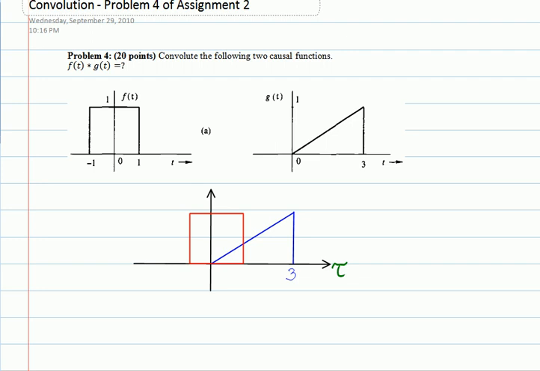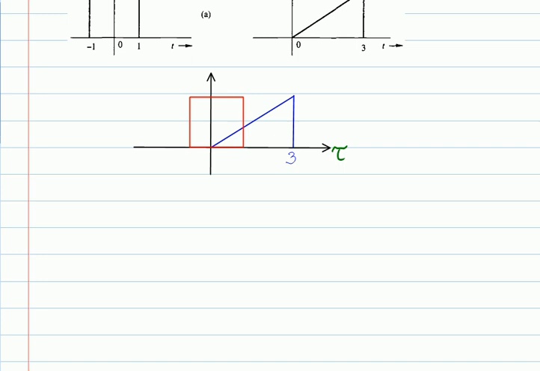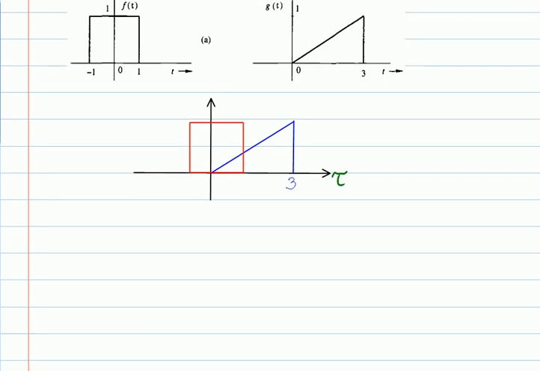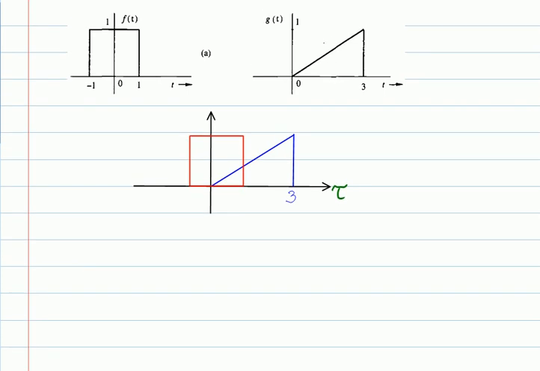Okay, hi. Let's look at problem number 4, assignment number 2, and it's about a convolution. I'll give you some hints on how I approach this problem. First of all, as mentioned in the class, I'm reordering the names of the functions. I'm going to call the triangular function f of t, and the rectangular box g of t. Of course, the first step is to reflect, and the next step is to shift.